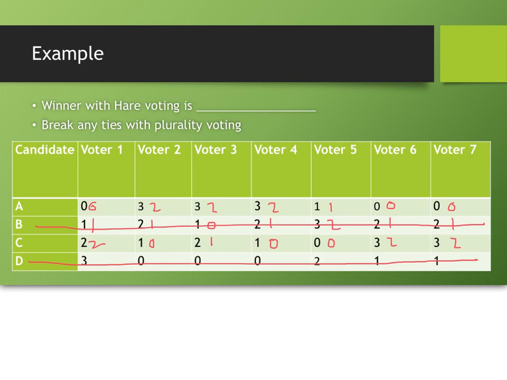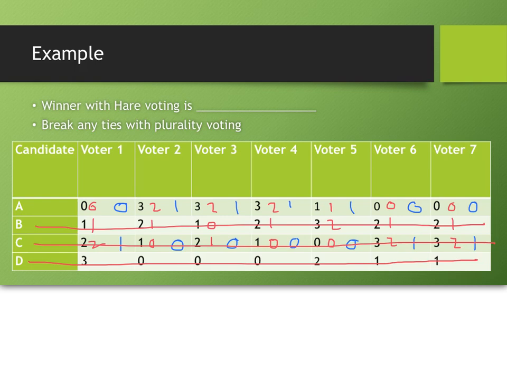So we're going to re-rank with 0, 1 for each voter. All right, I see here that A has 4 and C has 3. Therefore, we're going to eliminate C.